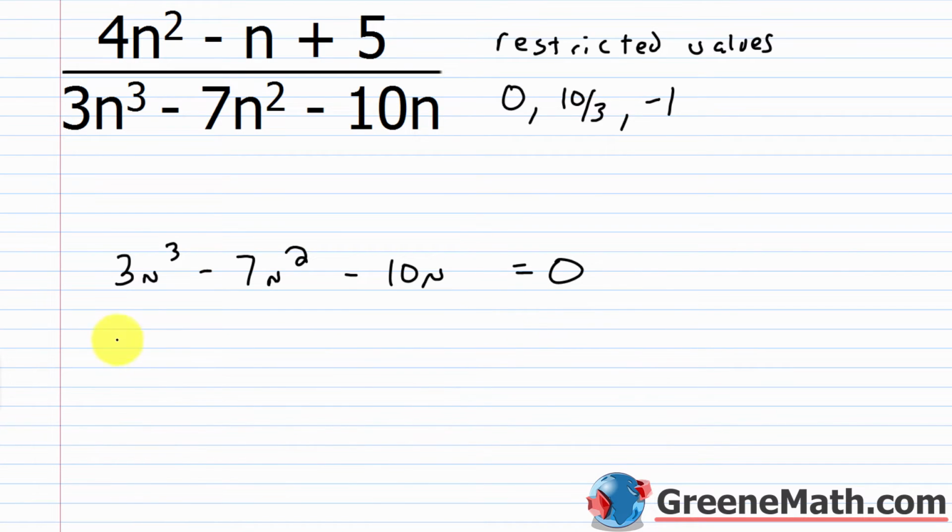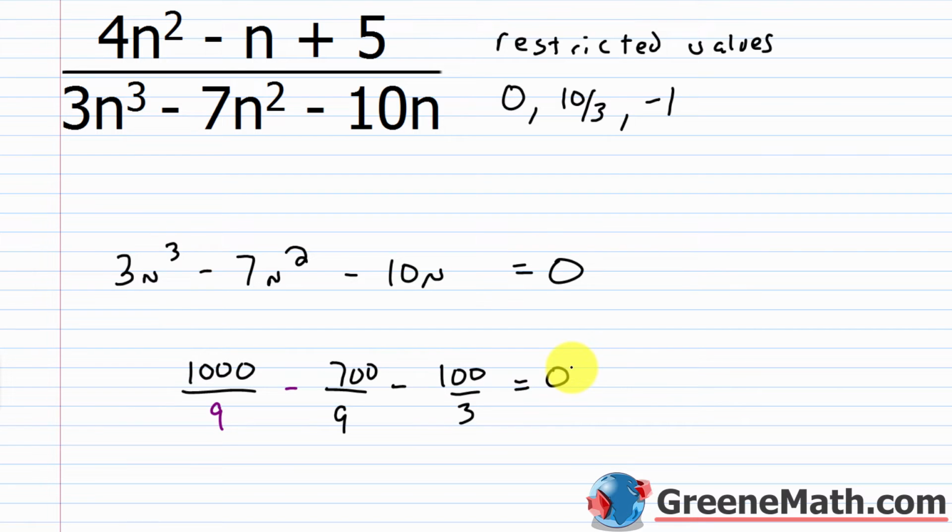For 10 thirds, it's kind of tedious, but 3 times 10 thirds cubed would be 1,000 over 27. Then this would cancel with this and give me a 9 here. So I'd basically have 1,000 over 9. And then we'd have minus 7 times 10 thirds squared. 10 squared is 100. So this would be 100. And then 3 squared is 9. So then if I multiply that by 7, I would get 700 over 9. And then minus, we have 10 times 10 thirds. So this would be 100 thirds. Let's go ahead and write that. And this should be equal to 0.